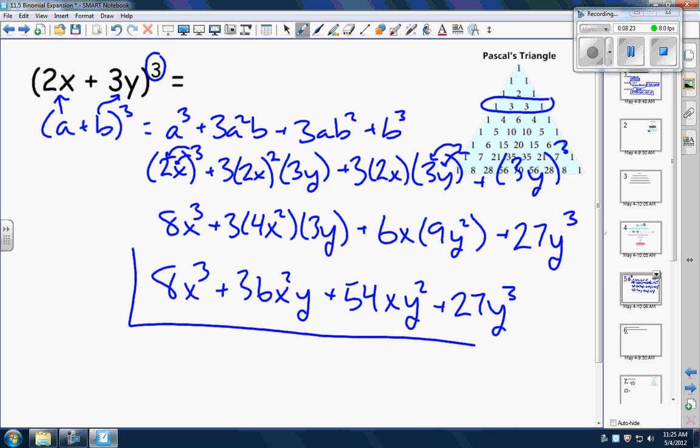Now, when you have things that aren't just a's plus b's, your numbers are going to change. So you're not just going to have 1, 3, 3, 1. Okay, so don't be worried about that because we had to take care of the 2 and the 3. But your variable should still be the same. 3x's, 2x's, 1x, no x's. No y's, 1y, y squared, y cubed. Okay, so the variable should still be taken care of unless it's something like 2x plus 7 quantity cubed. Then there wouldn't be any y's in there, there'd just be 7's. Okay, so if you build the skeleton and then you do some substitutions, it's not too bad. You just got to take a couple steps with it.